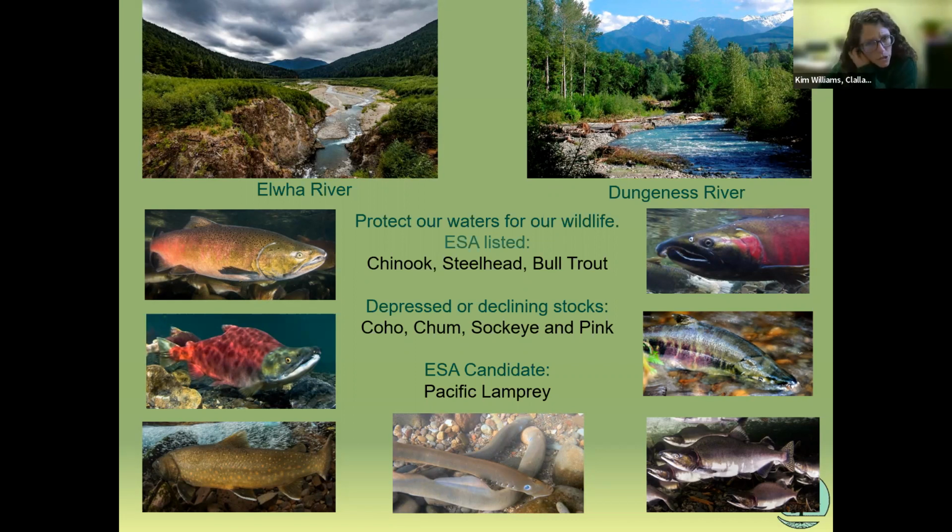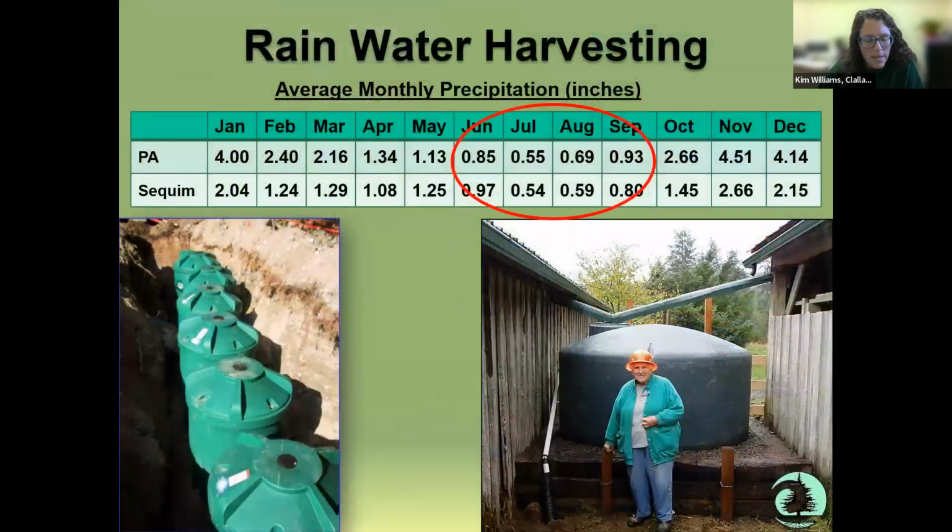All of these fish inhabit both of these rivers, and they are protected when the rivers get low flows. The Dungeness River has a long history of getting very low flows in the summertime, and it's dangerously low for the ESA listed fish. So yeah, they're completely protected.